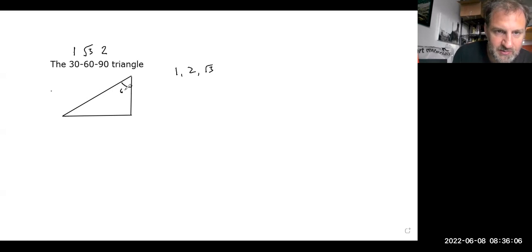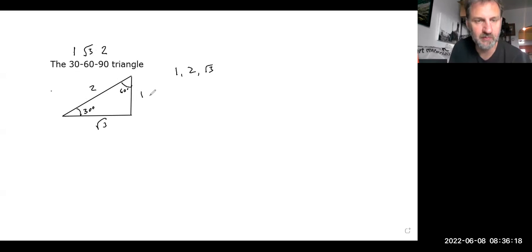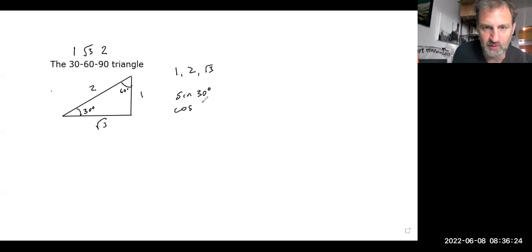So I'm going to put 60 up here. I'm going to put 30 down here, and then I'm going to put these sides in. 30 across from 1, 60 is across from the square root of 3, and 90 is across from 2. So from here, knowing SOHCAHTOA, I can build 4 statements, well, more, but the ones that I'm interested in are sine and cosine.